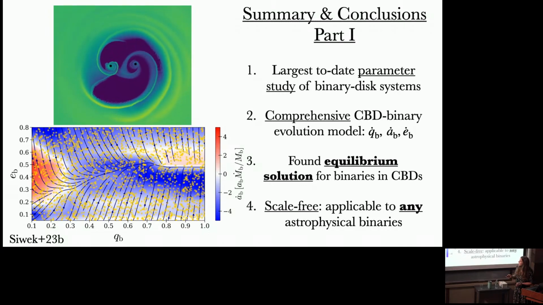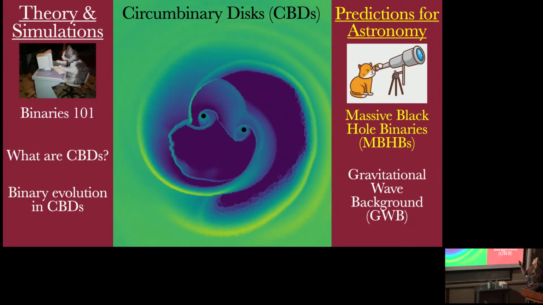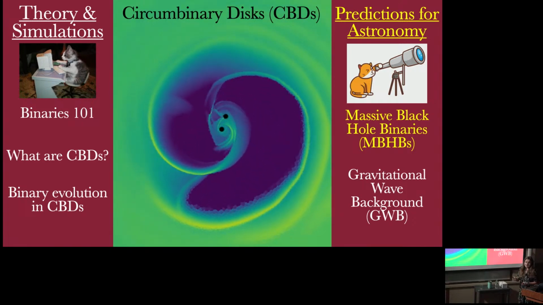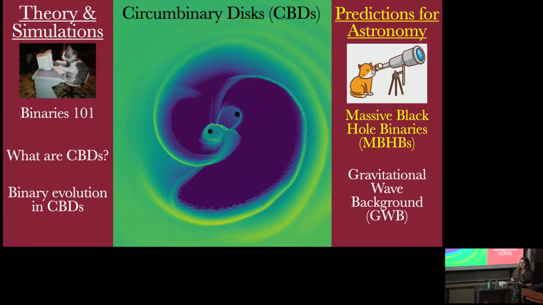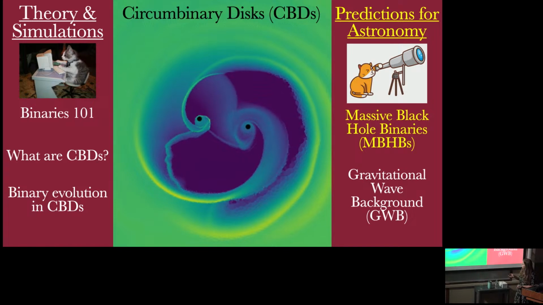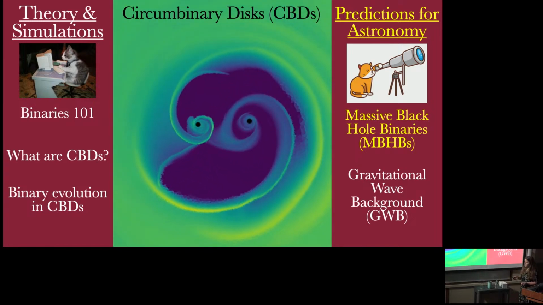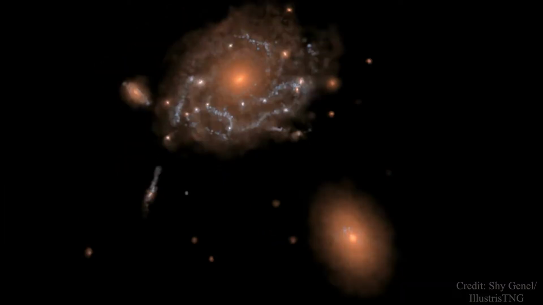Okay, now let's talk about the second aspect of this talk. Let's talk about predictions for astronomy. Does this even matter, right? Is this relevant for binaries if we actually look at physical parameters? Okay, now before I apply the circumbinary disk models to massive black hole binaries, I want to first tell you what these systems are and how they form.